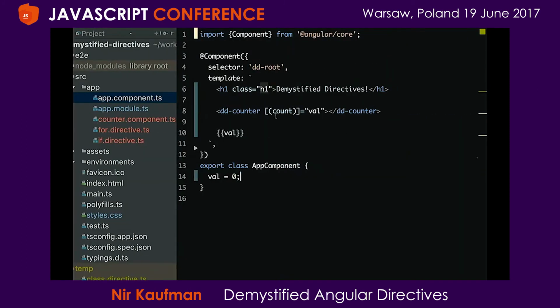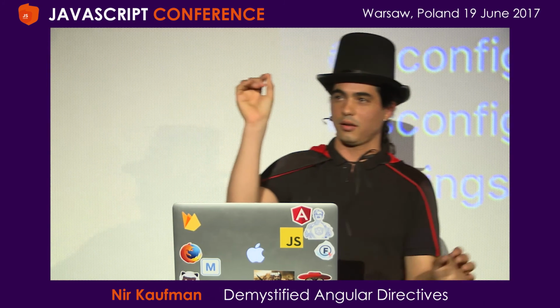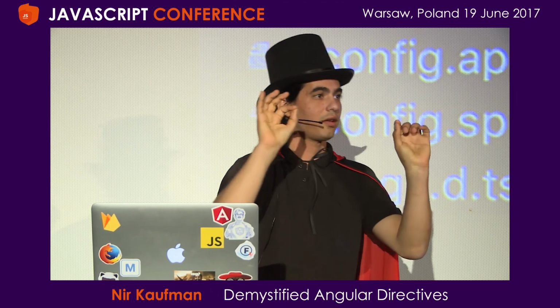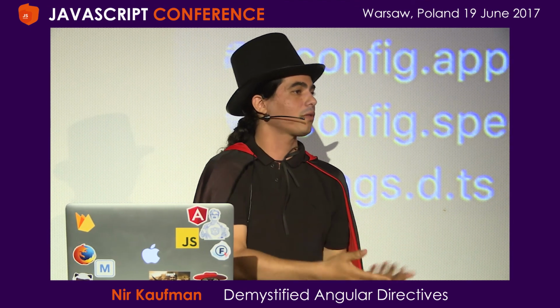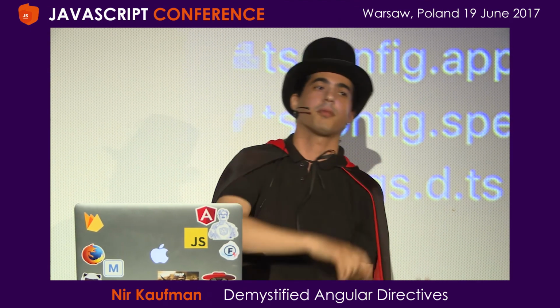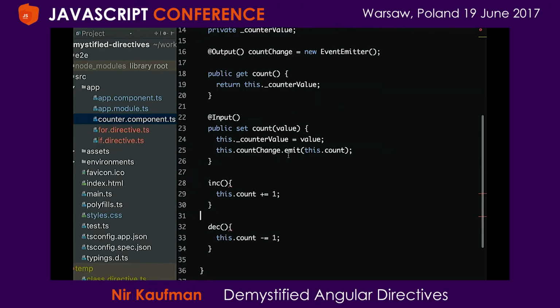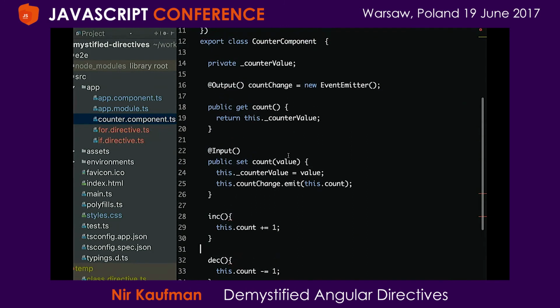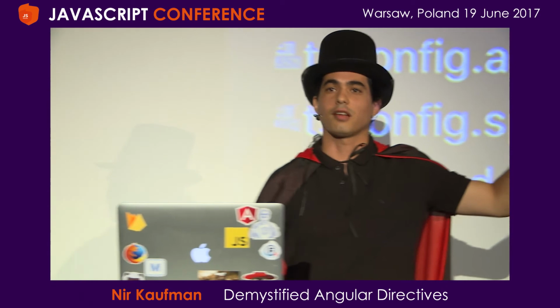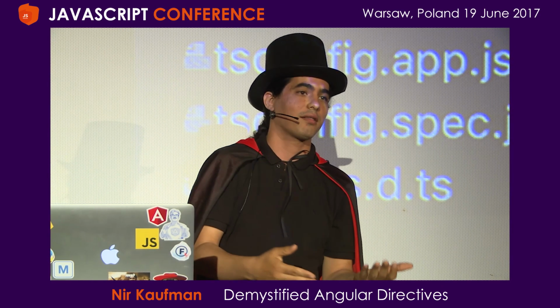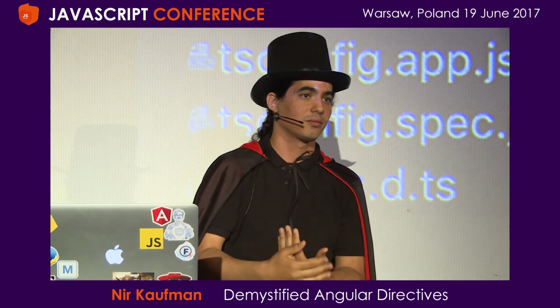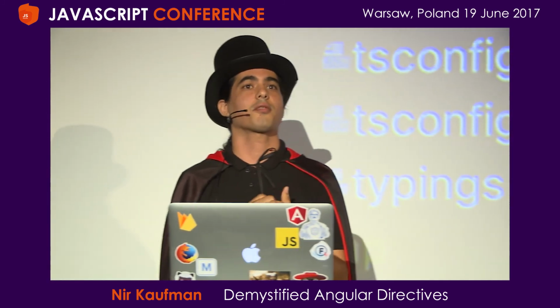So again, the message is, once you understand all those special characters and what the compiler does with those characters, with those binding, banana in a box, asterisks and the stuff, it's very easy to write your own, because the implementation is straightforward. It's just simple Angular. There is nothing special here. You just need to know what the names of the events that the compiler generates are. Cool? Ready for the last one, or that's it?